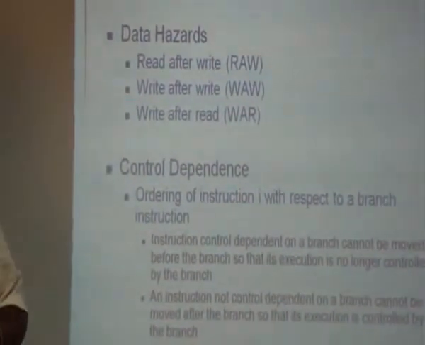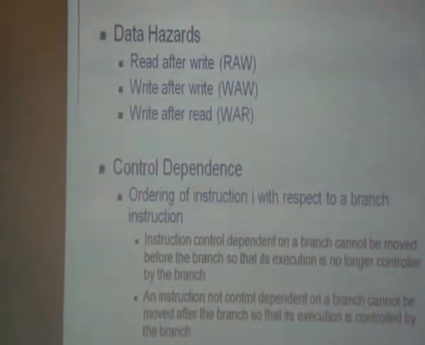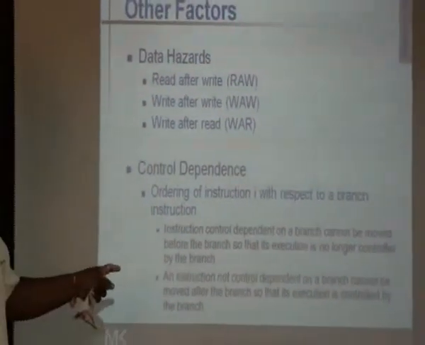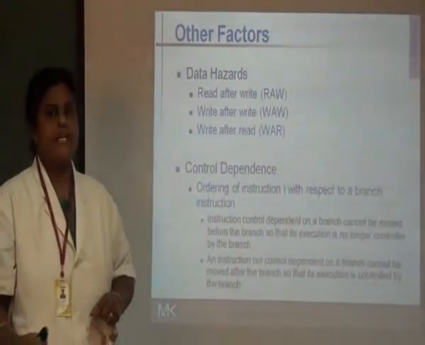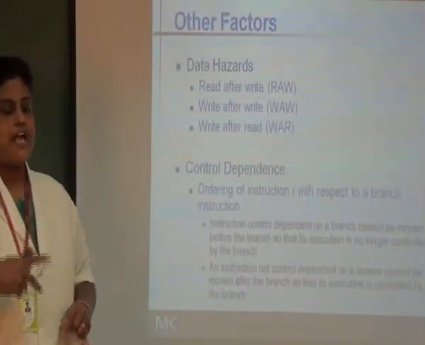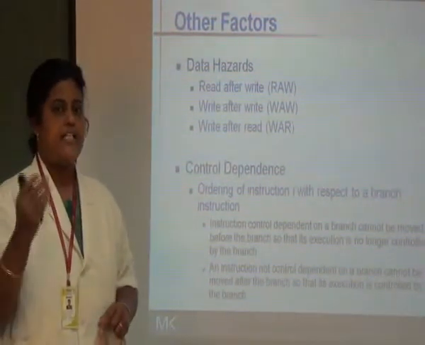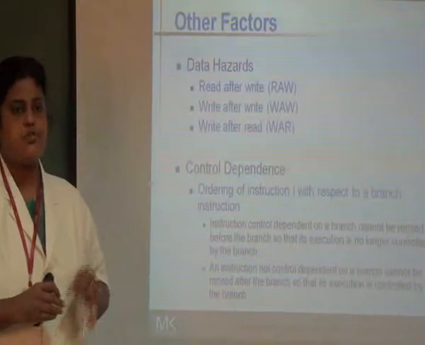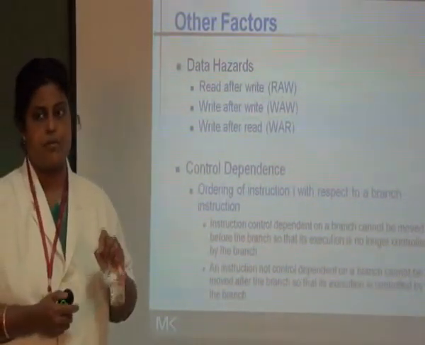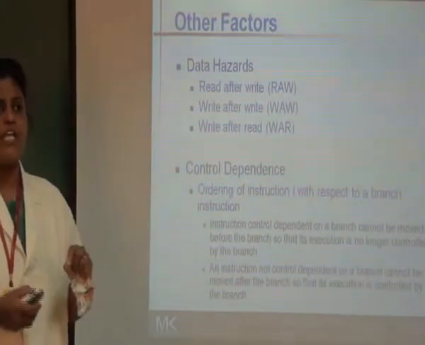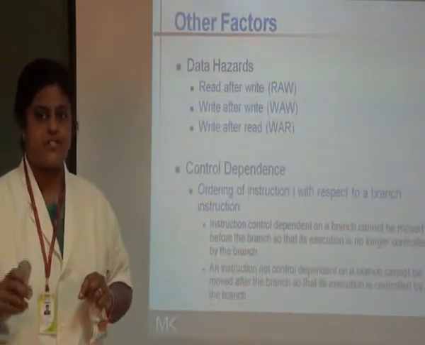And the reverse also applies. Suppose the instruction is not control dependent, it cannot be brought inside a branch, so it cannot be moved after the branch so that its execution is completely controlled by that branch. These two things have to be considered when you go for the problem of control dependence, and this control dependence mainly comes into picture when we have branch decisions or branch instructions in a program, and the transfer of execution of the program happens as a result of the branch instruction.